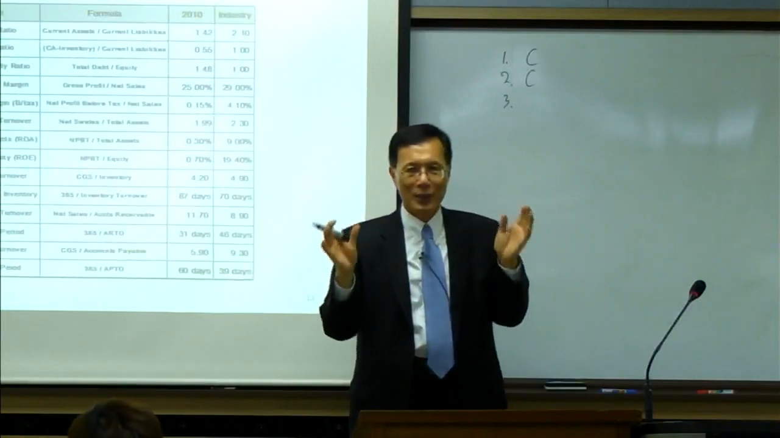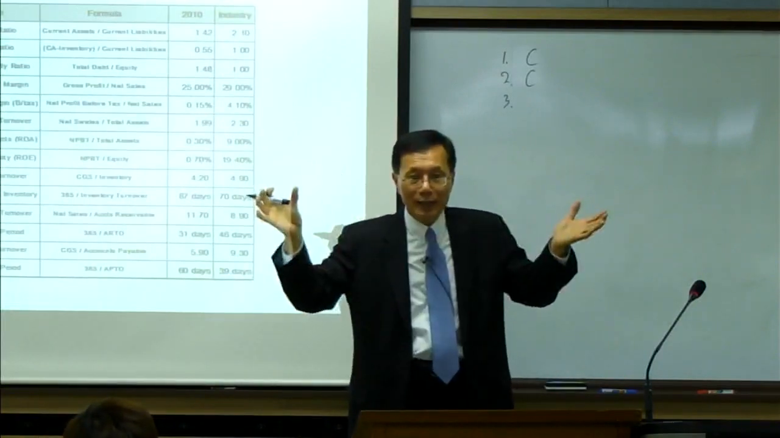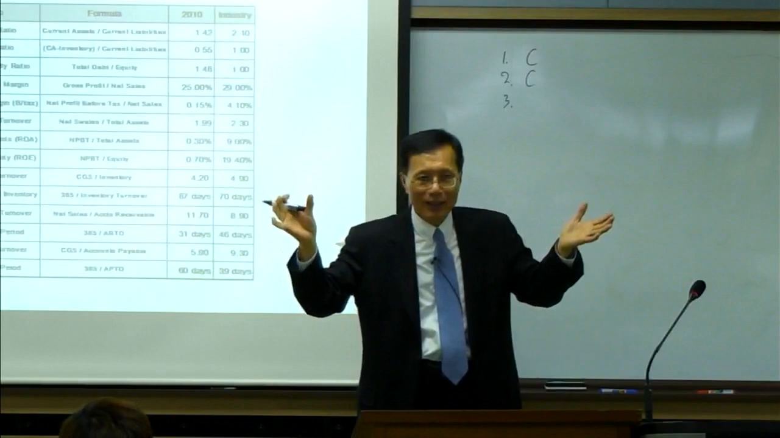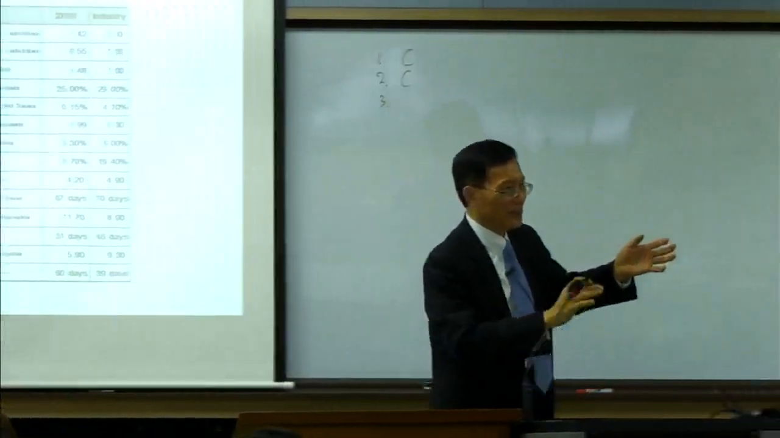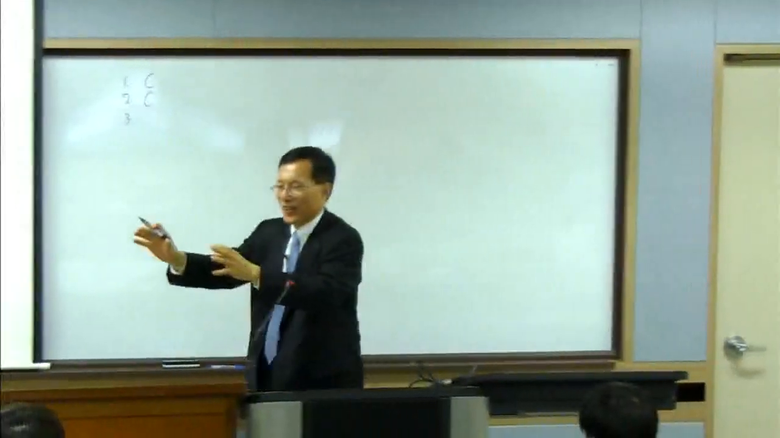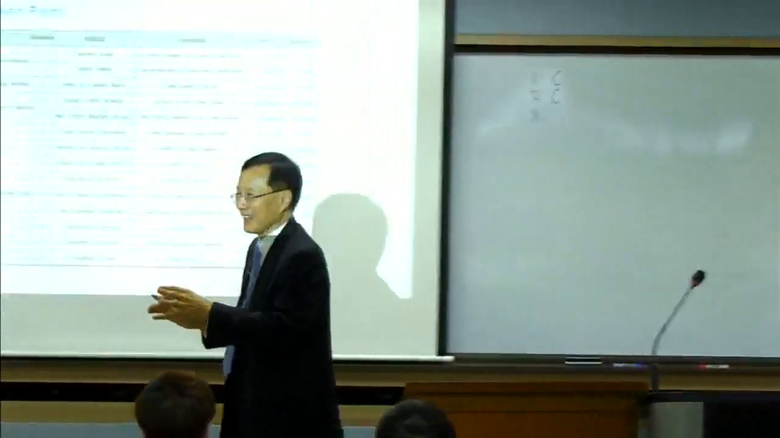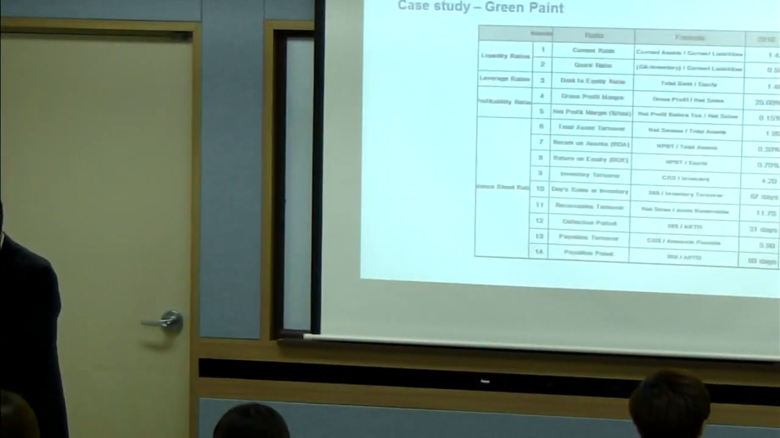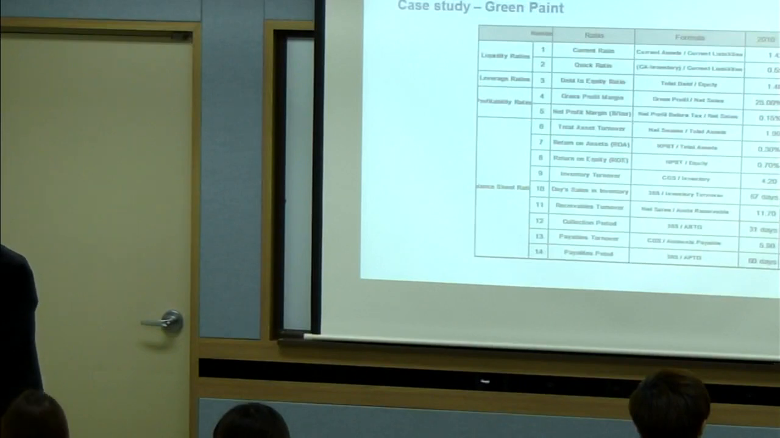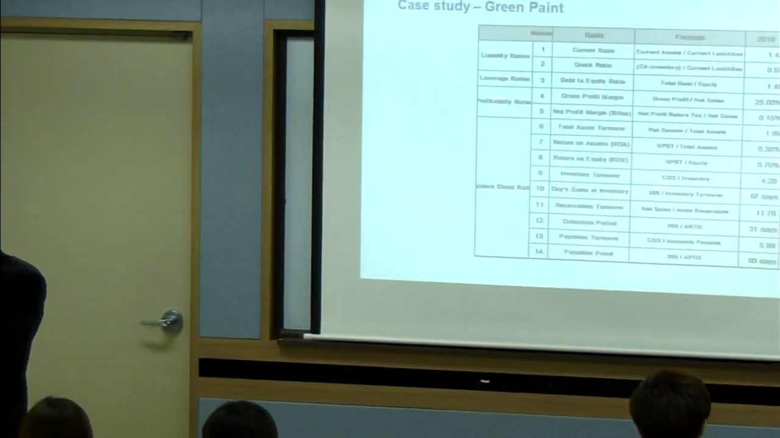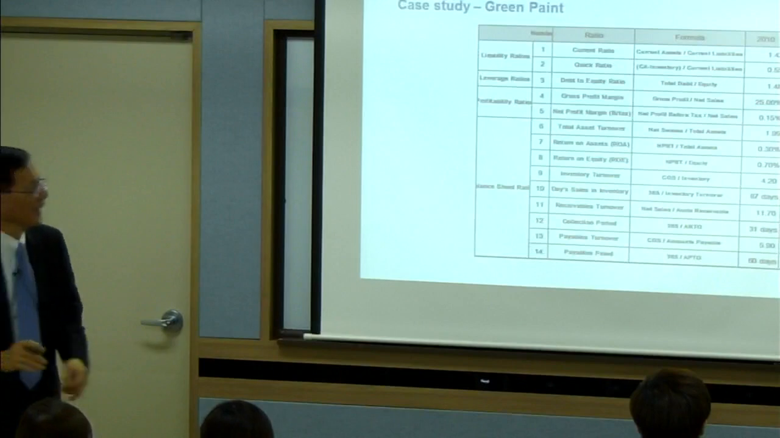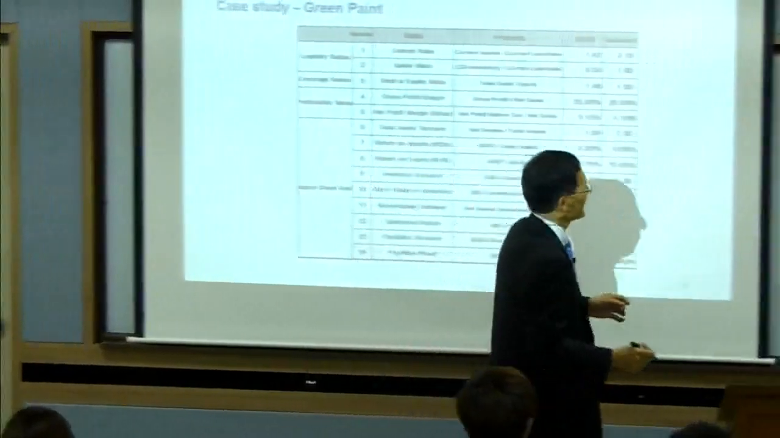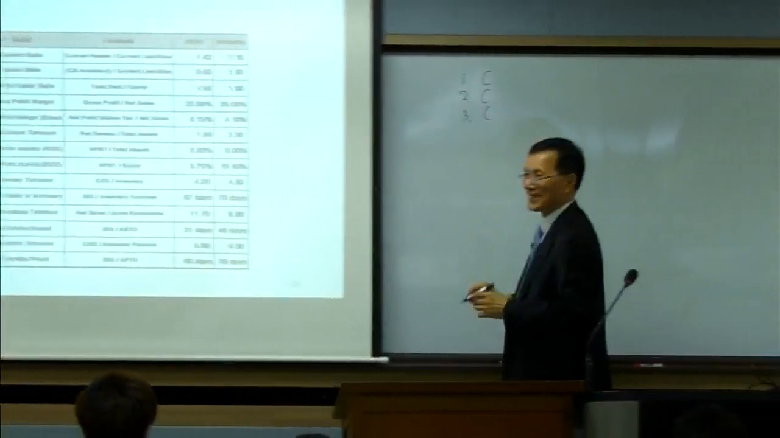How good is it? 1, 2, 3. I hear only this side and that side to say something. How come this is silent? 1, 2, 3. C. Okay. Since she says C, I will say C.